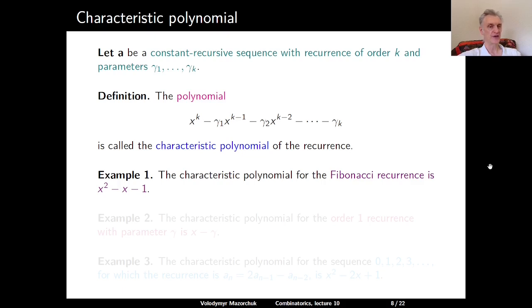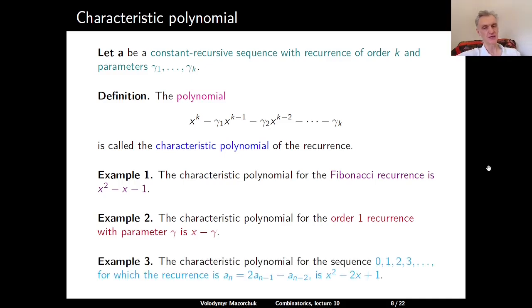This is because f_n is equal to f_{n-1} plus f_{n-2}. Example 2, the characteristic polynomial for the order 1 recurrence with parameter gamma is x minus gamma. That's because a_i is equal to gamma a_{i-1}.